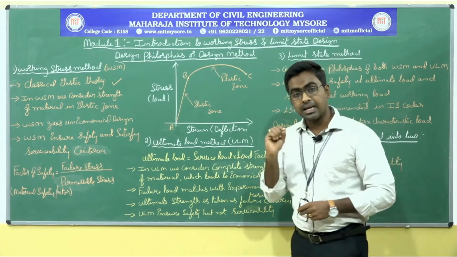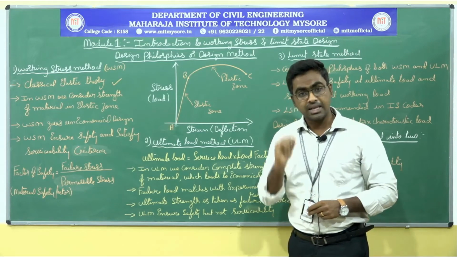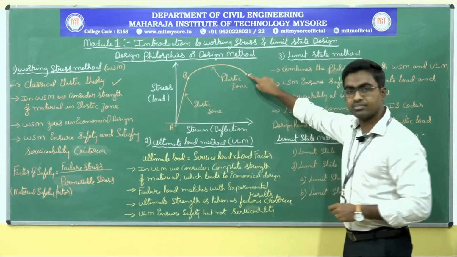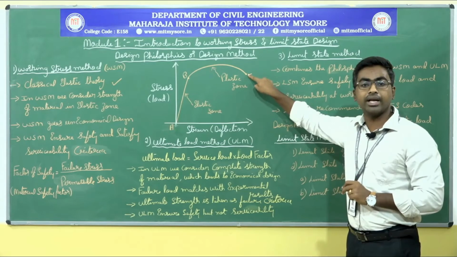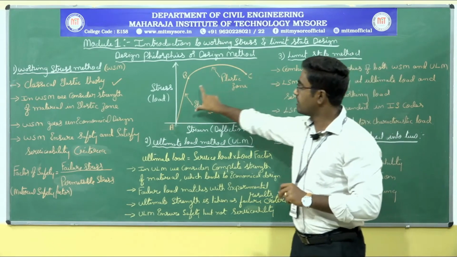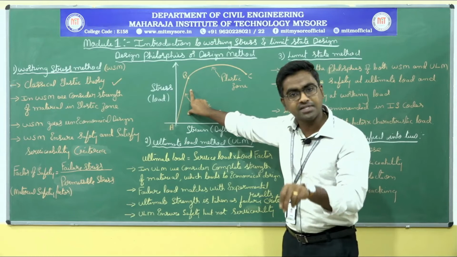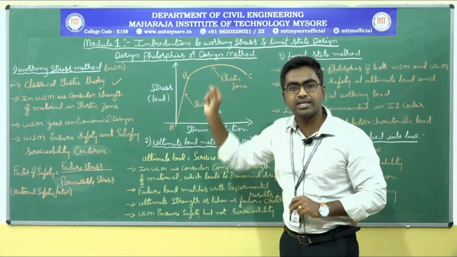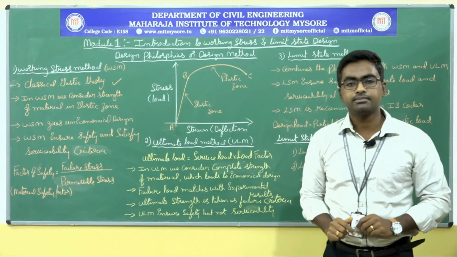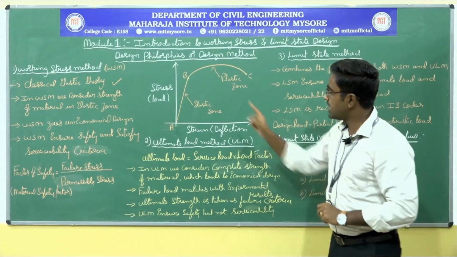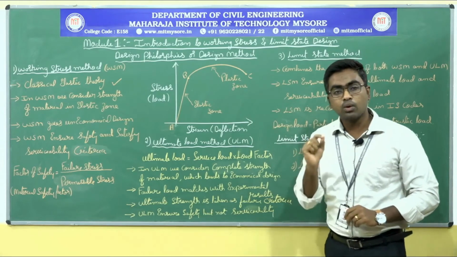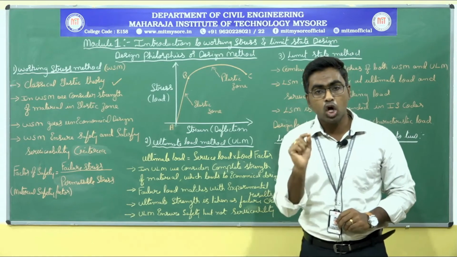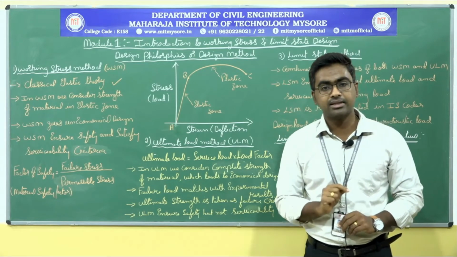If we consider the complete strength of the material, that is the complete strength of the concrete, it is from point A to point C. This is the complete strength of the concrete, but in the working stress method, we are going to consider a part of the strength in the elastic zone, and we are going to ignore the huge strength which is there in the plastic zone, right? That means in the working stress method, we are going to underestimate the strength of material because we are not considering the complete strength, right?